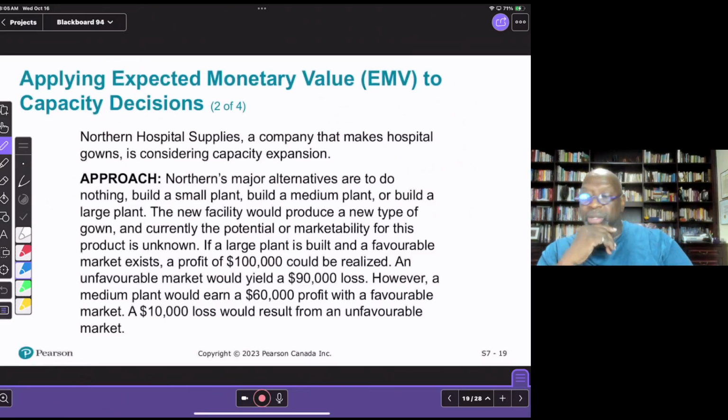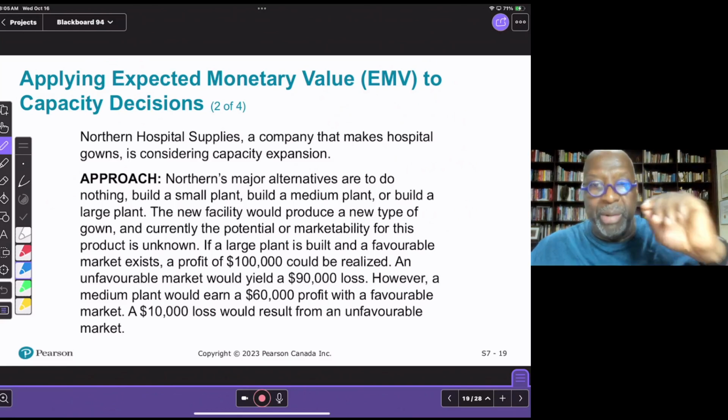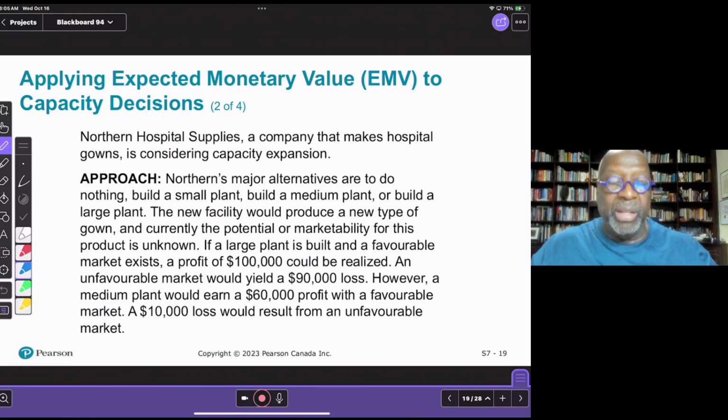And this is an example given to us applying expected monetary value to capacity decisions. I will let you go through that yourself, but let's just read the context of it. Northern's major hospital supplies, a company that makes hospital gowns, is considering capacity expansion. Its major alternatives are to do nothing, build a small plant, build a medium plant, or build a large plant. If it does nothing, it's not going to lose anything. Nothing's going to change. The new facility will produce a new type of gown, and currently the potential marketability for this gown is unknown. If a large plant is built and a favorable market exists, a profit of 100,000 could be realized. An unfavorable market would yield a 90,000 loss.